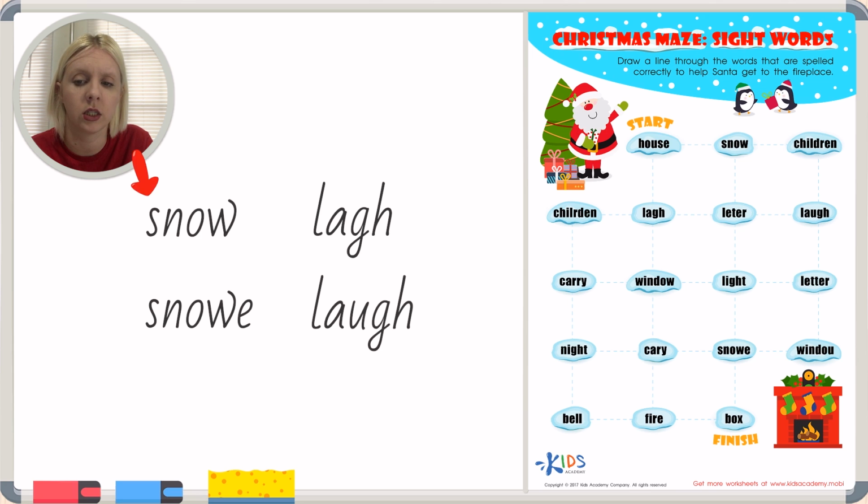So let's look at this. We've got snow, snow, or snowe, because the E would make the O say its name. So which one looks like it would be correct? This one right here, right? But that's actually not the correct answer because it's a sight word. It doesn't follow the rules. So this is actually the correct way of spelling snow. What about laugh?